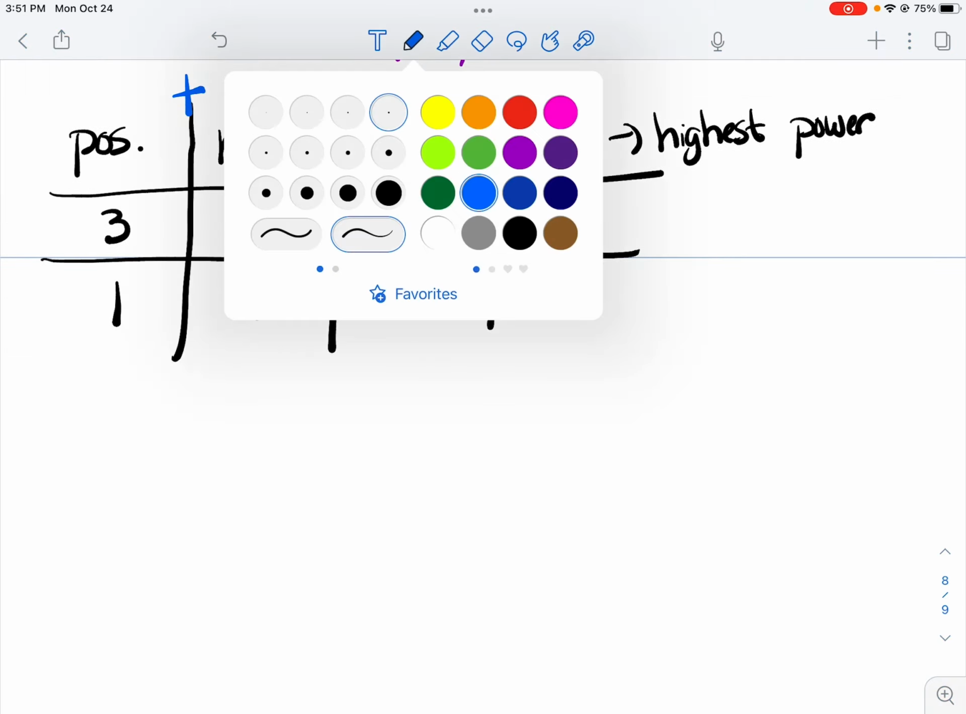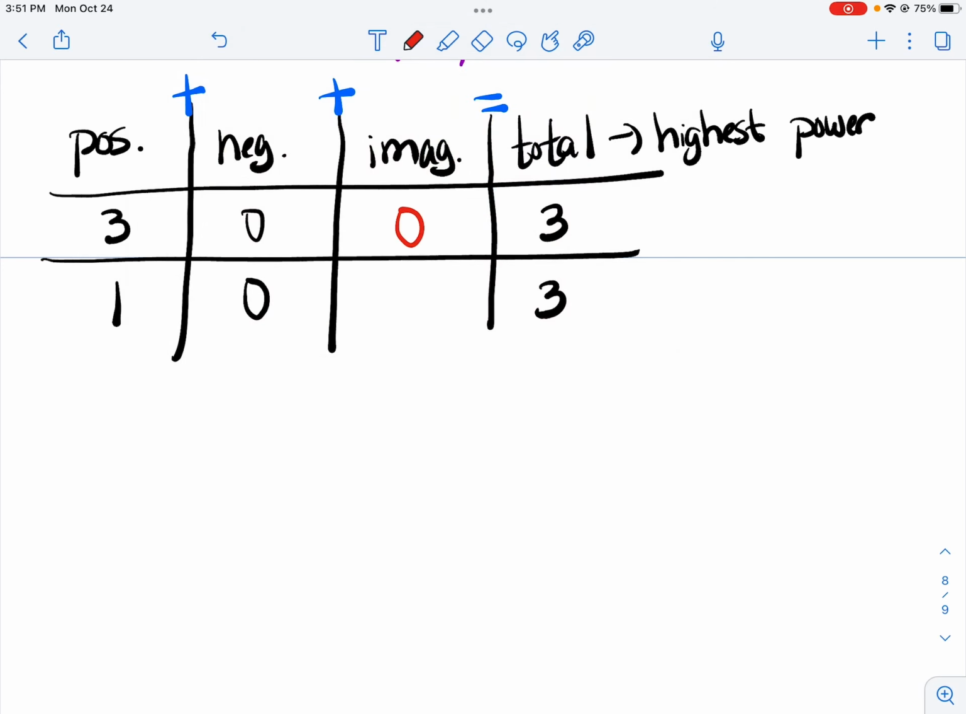Well, 3 plus 0 plus what equals 3? Well, the answer would be 0. Then I ask myself, 1 plus 0 plus what equals 3? Well, the answer is 2.